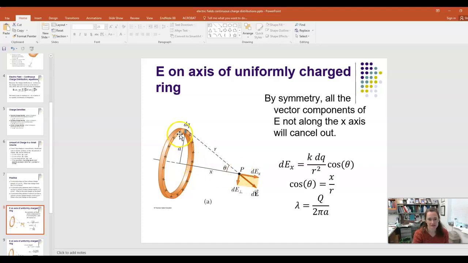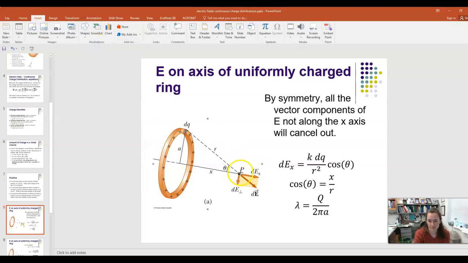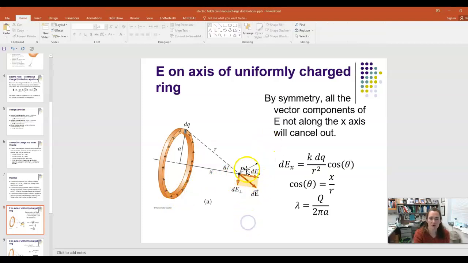Now let's think about this. If you were to take the point opposite from dq on the other side of the ring, what direction would that electric field vector dE point? Let's even insert a shape and draw that. So here's what it would look like. It would point away from that point in question along the ring. You can imagine it connecting dq here to point P and pointing away. Now, it still has a component along the x-axis that's parallel to the one that we've drawn for dq at the top of the ring. So that doesn't cancel out.